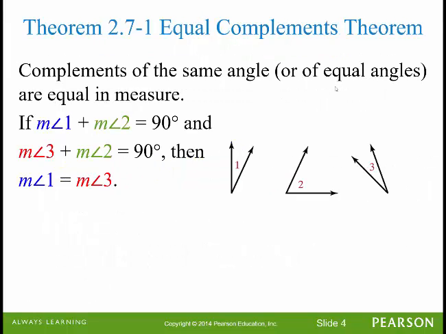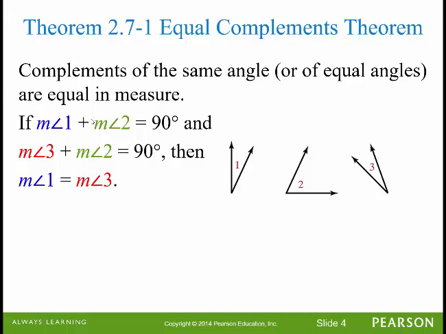All right, so this is going to be a theorem called the equal complements theorem. Complements of the same angle or of equal angles are equal in measure. So what that means is, if angle 1 plus angle 2 is equal to 90 degrees, and the measure of angle 3 plus the measure of angle 2 is equal to 90 degrees, well, if these two are part of the same statement, then it must be that the measure of angle 1 is equal to the measure of angle 3. So that's the equal complements theorem.